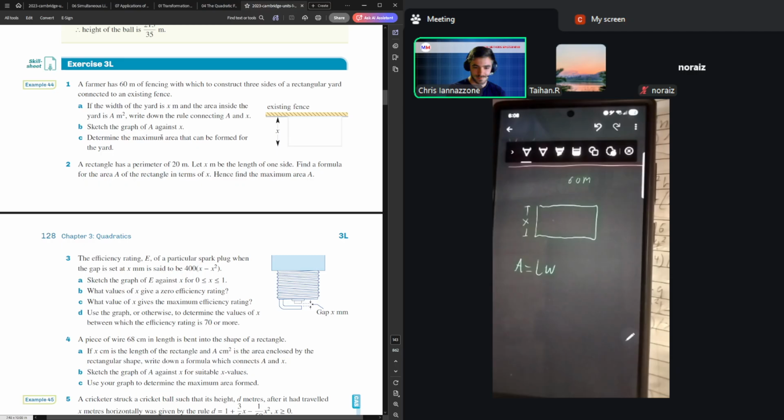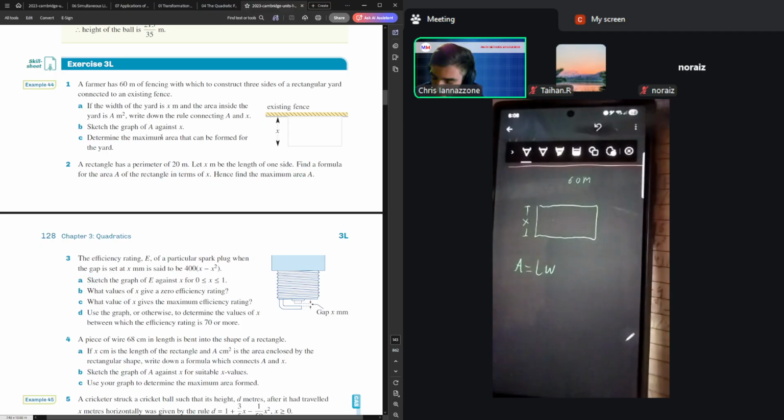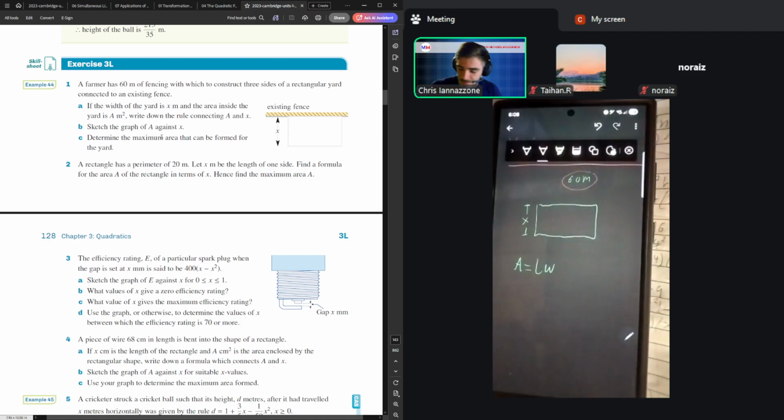Not sure. Okay. Well, there's other information in the question. Namely, we were told that there is 60 meters in total to work with. That's going to be important to use at some point.